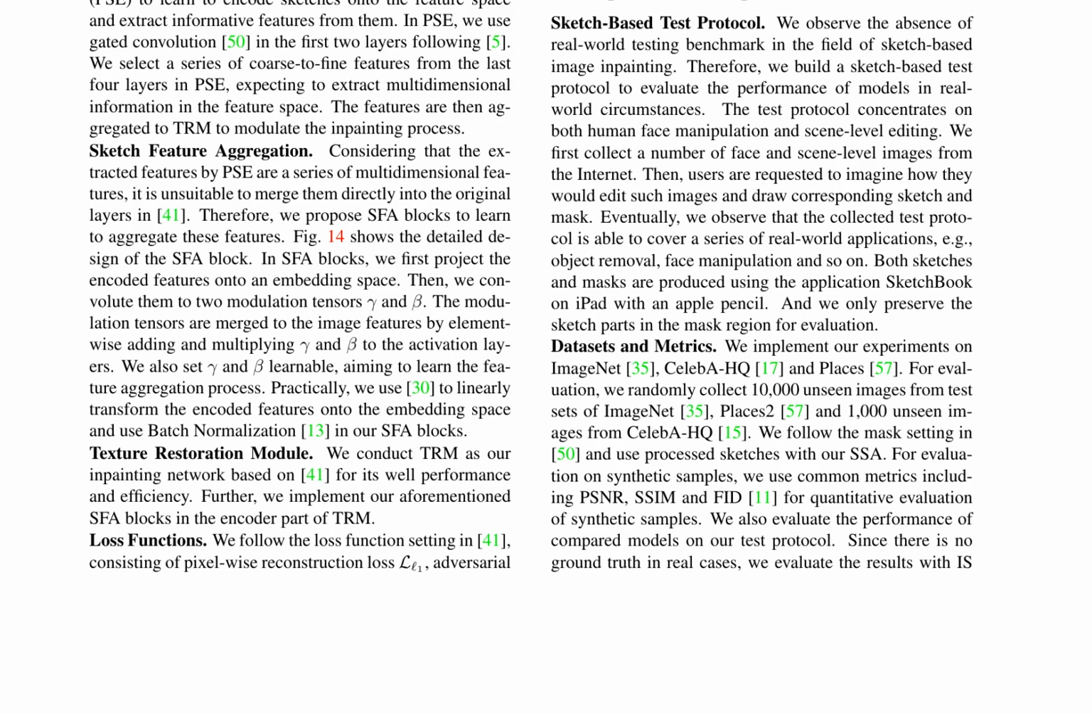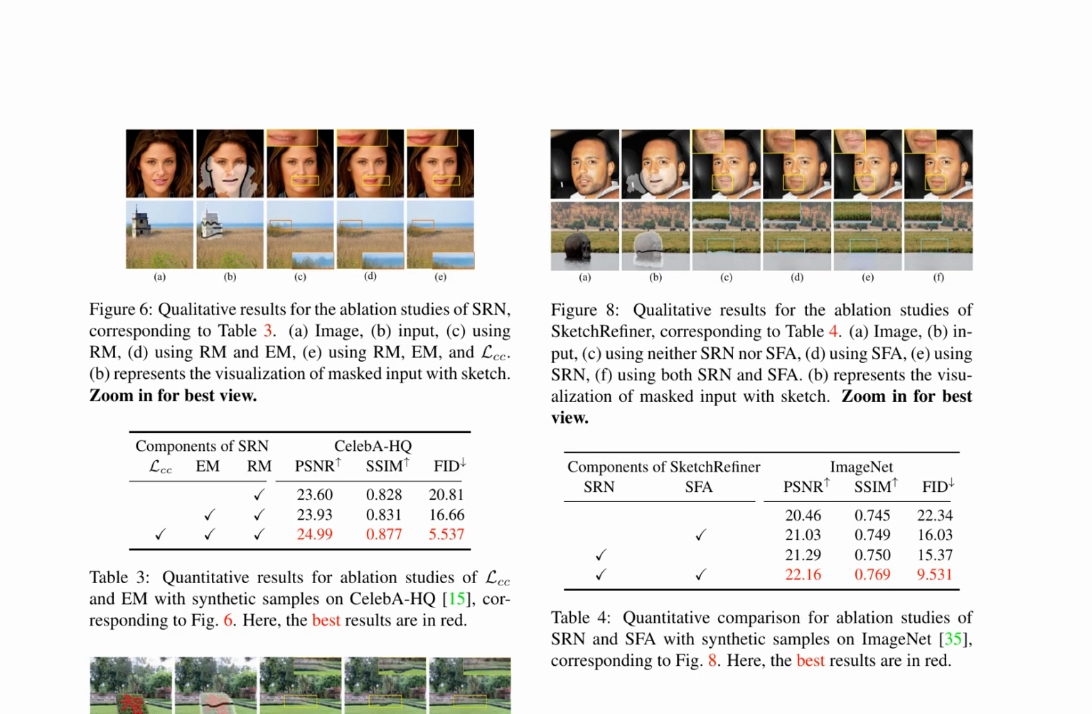SketchRefiner consists of a sketch restoration network, SRN, and a sketch-to-image network, SIN. SRN refines the input sketch to align it with the image, while SIN fills in the missing regions based on the refined sketch. Ablation studies are conducted to evaluate the effectiveness of SRN's components, such as local contrastive loss, LCC, edge map, M, and region map, ERM. These studies show that LCC, M, and ERM are essential for handling complex structures and misalignments.